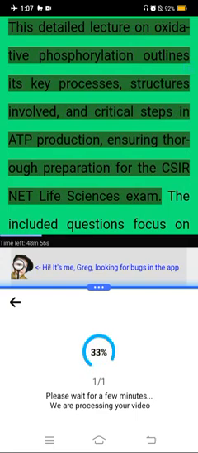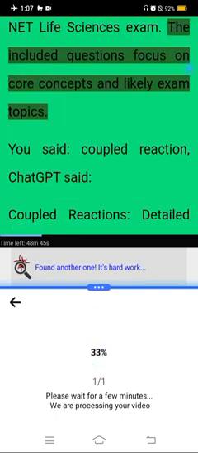This detailed lecture on oxidative phosphorylation outlines its key processes, structures involved, and critical steps in ATP production, ensuring thorough preparation for the CSIR NET Life Sciences exam. The included questions focus on core concepts and likely exam topics.